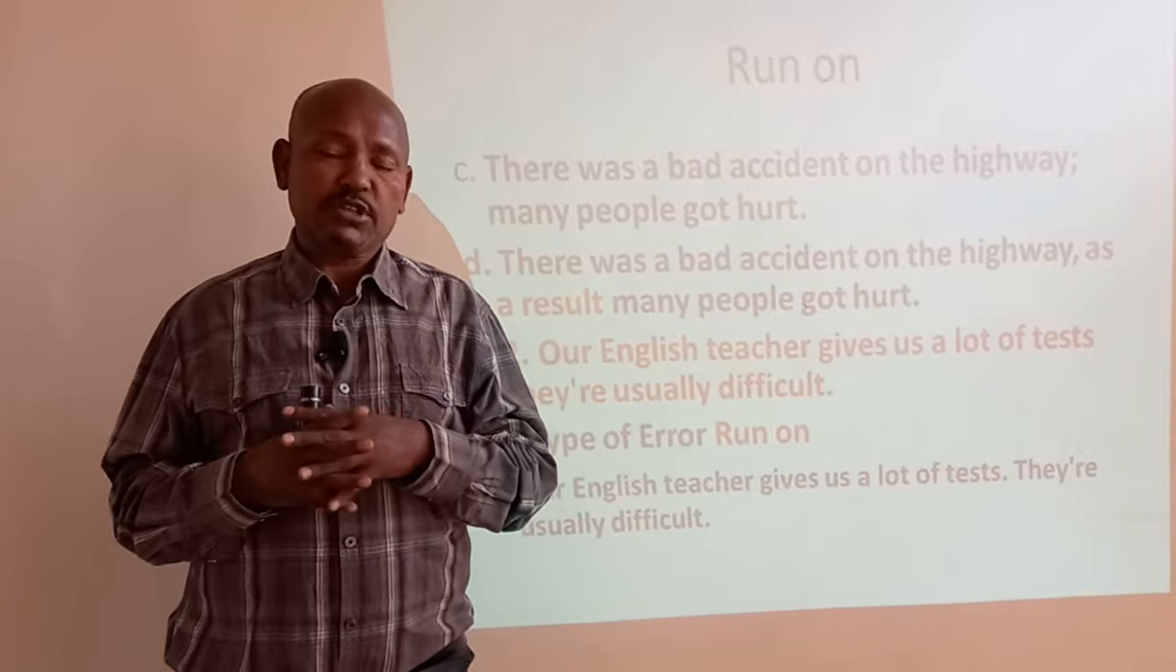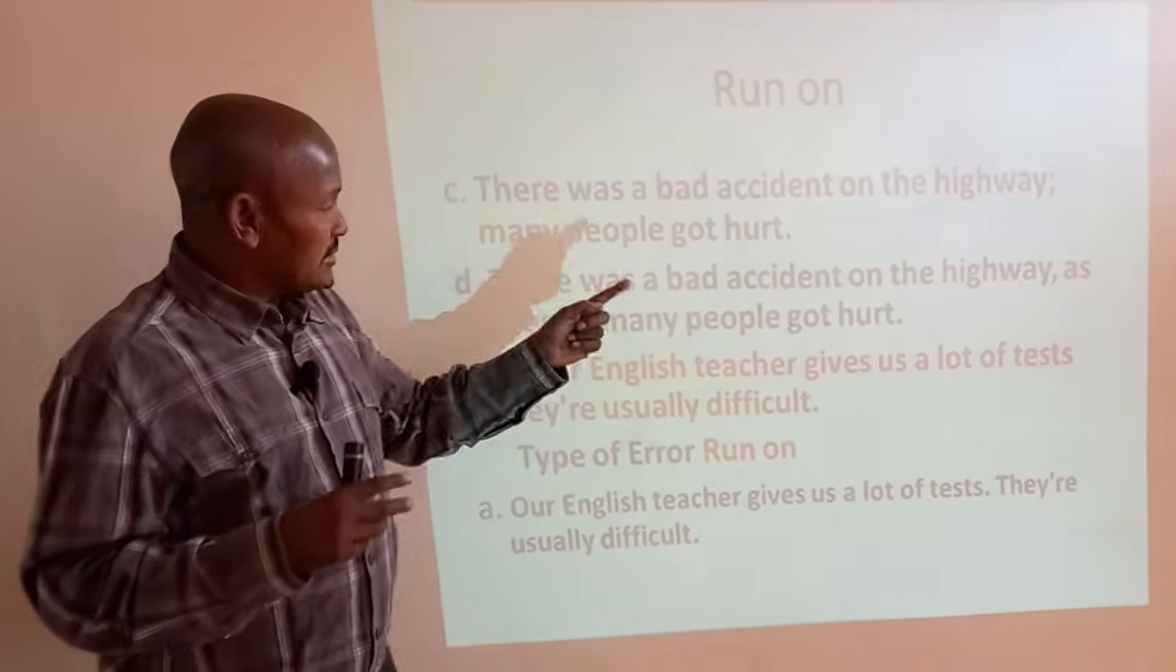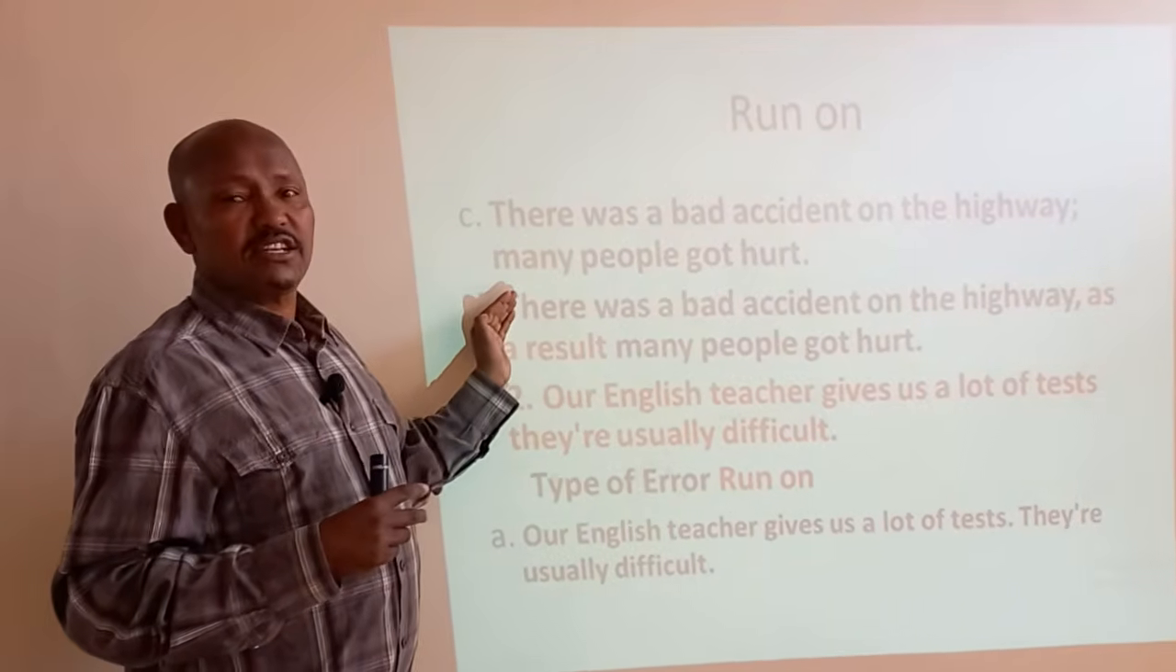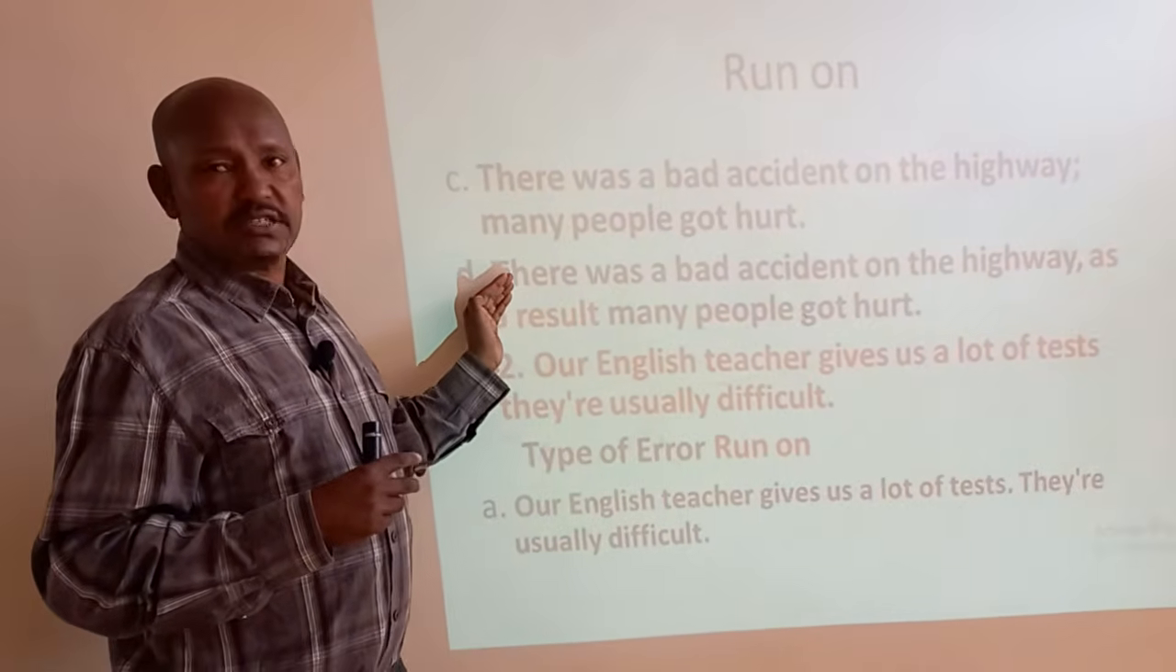These are examples of subordinating conjunctions here. As a result, many people got out is dependent, and the first clause is independent. Here, this is a complex sentence.